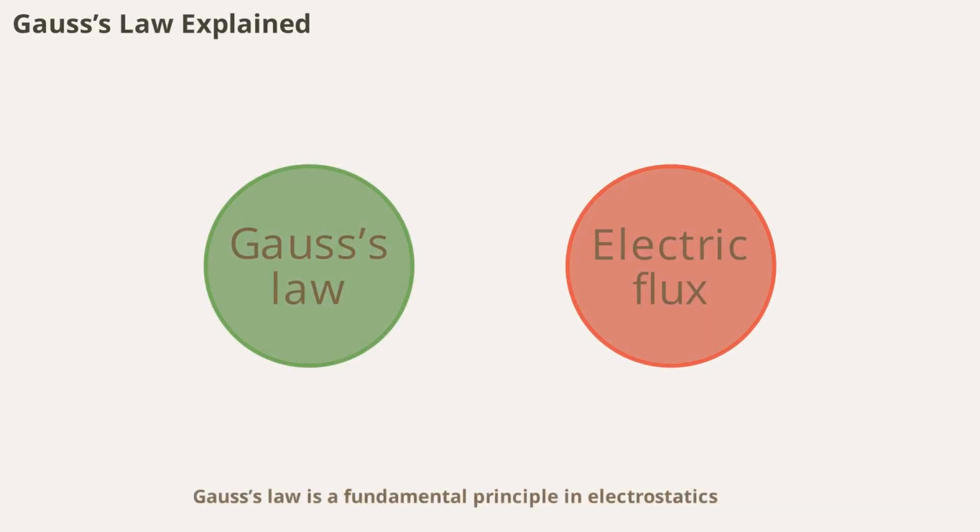Gauss's law is a fundamental principle in electrostatics. It states that the total electric flux through a closed surface is equal to the net charge enclosed divided by the permittivity of free space. This law provides a powerful method for calculating electric fields in situations with high symmetry, such as spheres, cylinders, and planes. Gauss's law simplifies complex problems and is essential for understanding the distribution of electric field.